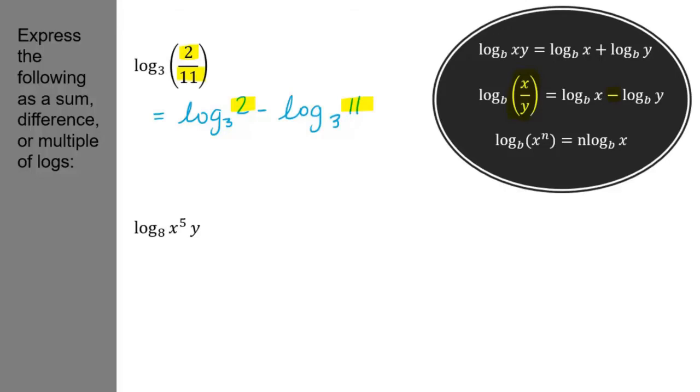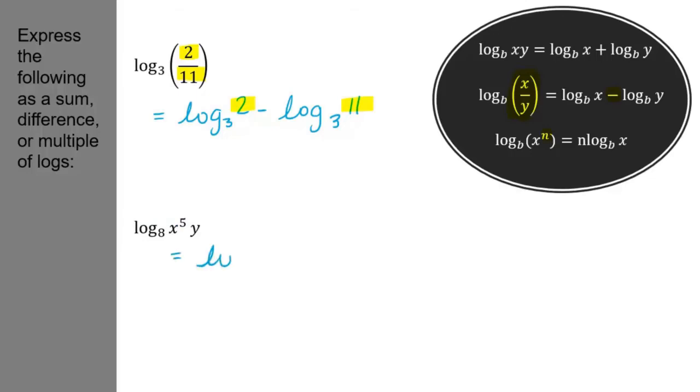In the second question, we have two things going on. We have both a product, x times y, but x is also raised to a power. Note that only x is raised to the power of 5, not the y. So I don't want to pick up this 5 and invoke rule number 3 right away, which would tell me to pick up the exponent and write it out front as a multiple of logs, because that exponent only applies to the x. So instead, I'm going to start with the fact that we have a product.